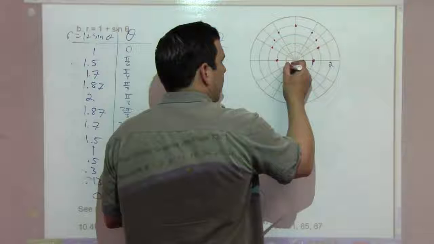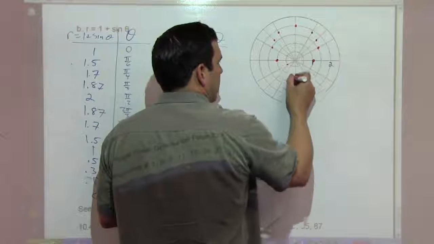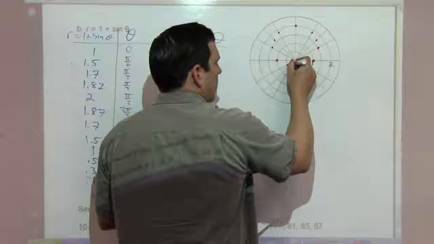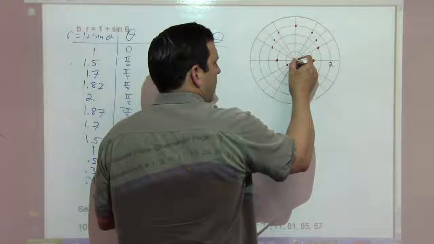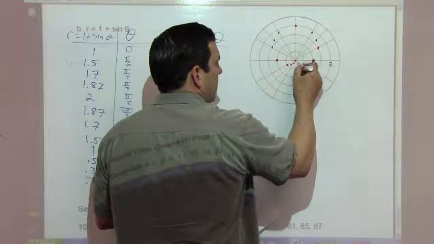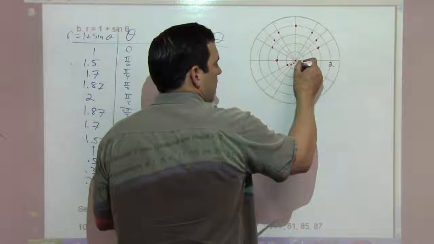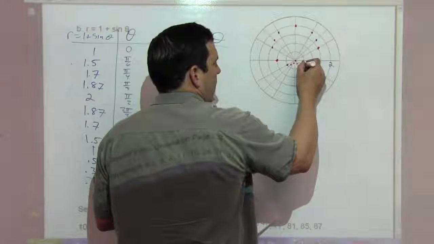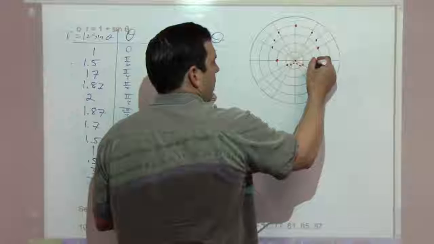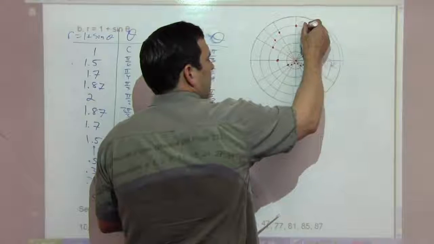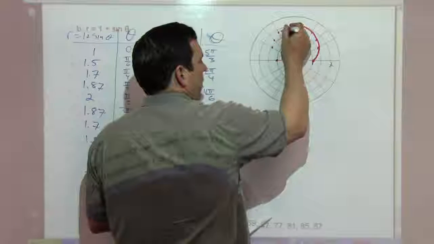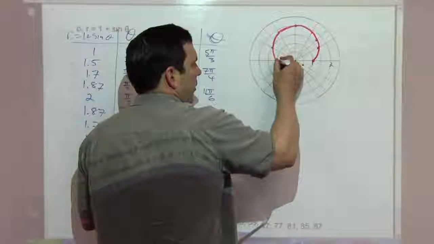Then we're at 0.5. Then we're at 0.3. And 0.13, then 0. Then 0.13, 0.3, 0.5, and back to 1 again. So it's kind of like an upside down heart shape, kind of. It's not pointed. But this is called a cardioid.